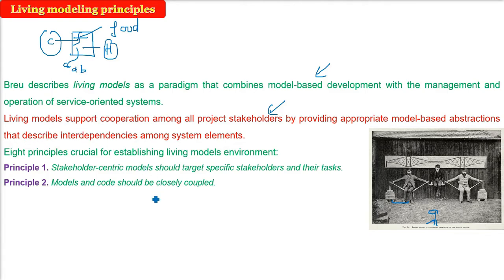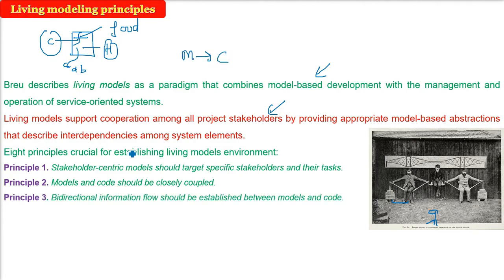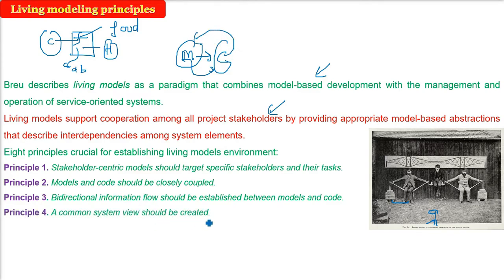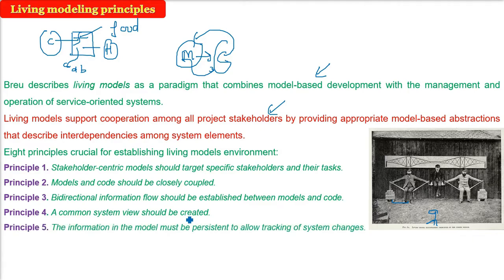The models and code should be closely coupled. If you're making a model, why are you making it? In order to construct it, meaning to construct it in coding. Bidirectional information flow should be established between models and code. The model should correspond to code and code should correspond to model. This is a two-way duplex system. A common system view should be created. That is, when you make a model for the stakeholders, how the system will be seen has to be created. The information in the model must be persistent to allow tracking of system changes.